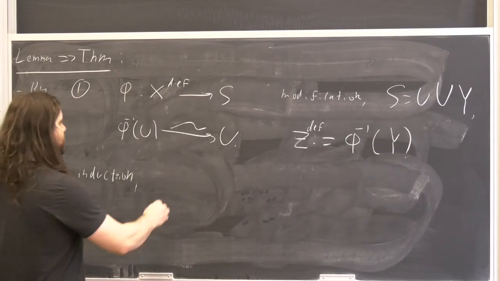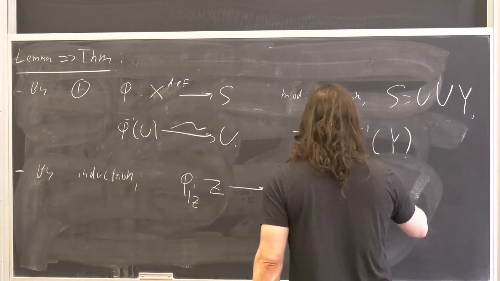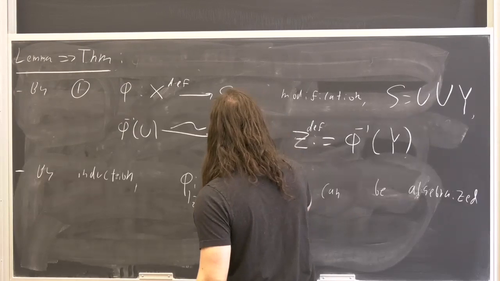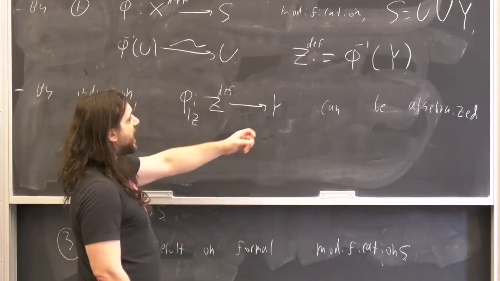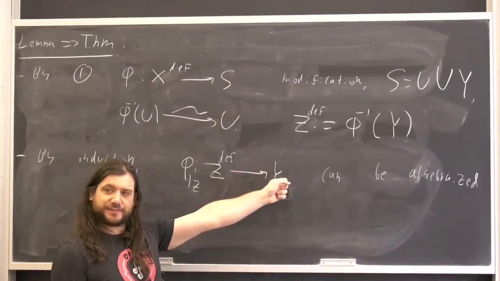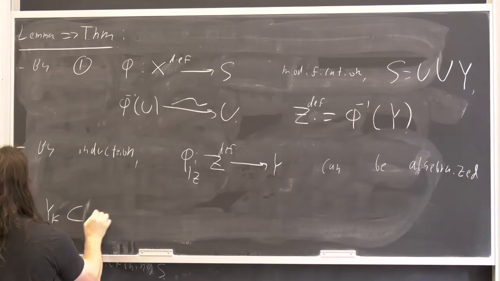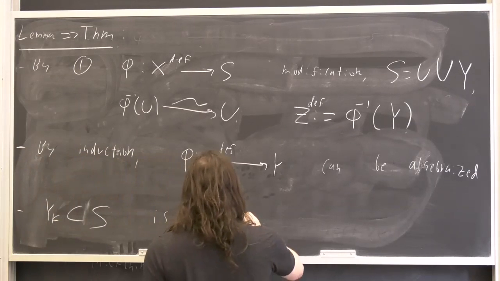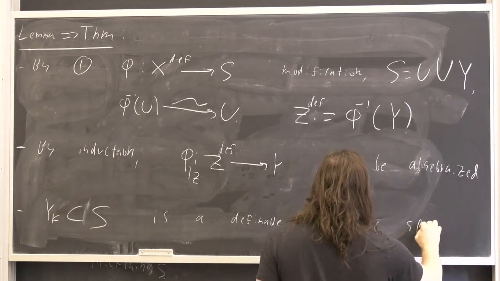Now, by induction, the map from Z to Y can be algebraized, the definabilization of Z to Y. Now what we have to do is algebraize the thickenings of Y, the thickenings of this map. Now note that Y sub k sits inside S, some infinitesimal thickening of Y inside S. And so this is a definable analytic space.